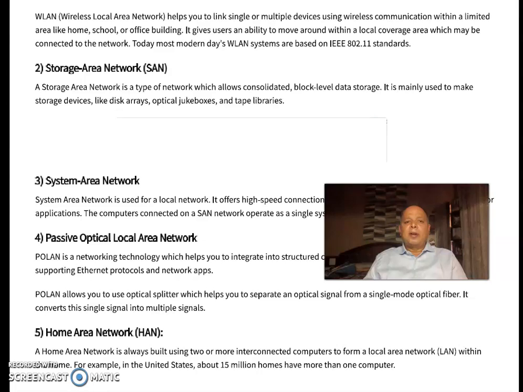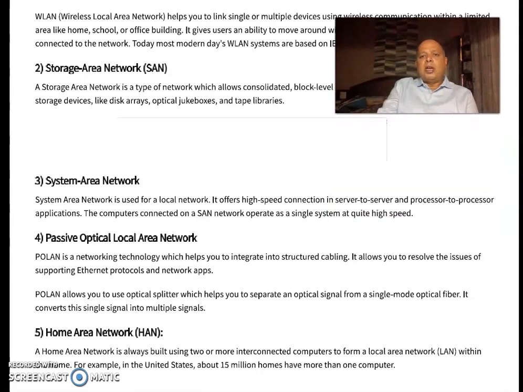Another network is storage area network. Now, you will agree with me that big data is coming in a big way, and the storage requirements of the networks are increasing day by day. So a storage area network is required, and its basic purpose is block level data storage. This storage area network makes use of storage devices like disk arrays, optical jukeboxes and tape libraries, where a huge amount of data is required. And we have seen that the basic purpose of networking is to share resources, and data is one of the most important resources in the network.